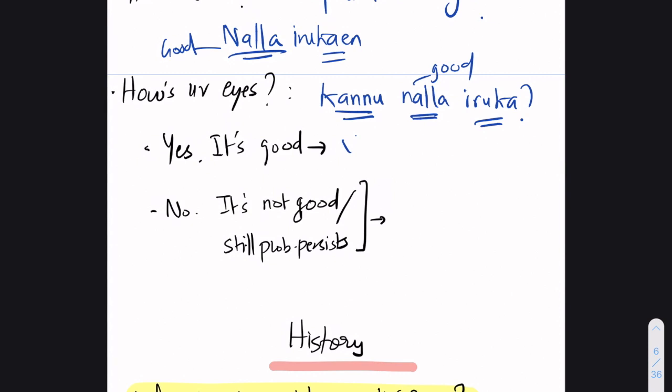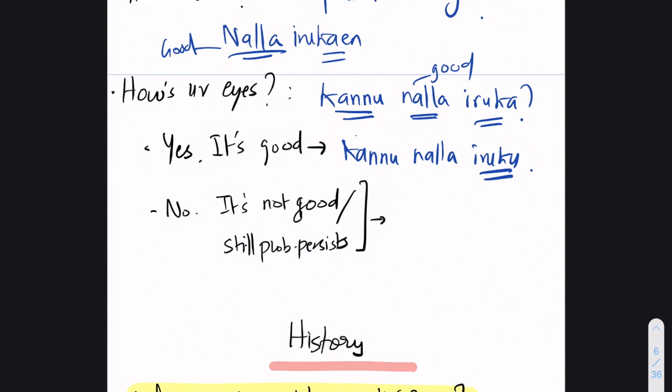The patient will say, Kannu nalla irukku. Yes, it is good. Irukka is a question. Irukku is a reply. So, Kannu nalla irukka? Kannu nalla irukku. Kannu nalla irukku, sir. Kannu nalla irukku, doctor, the patient replied to you.